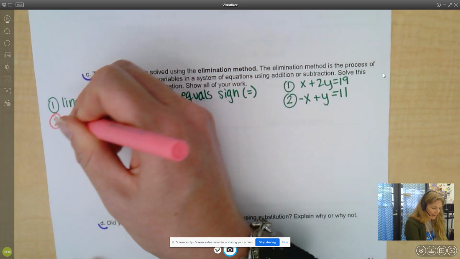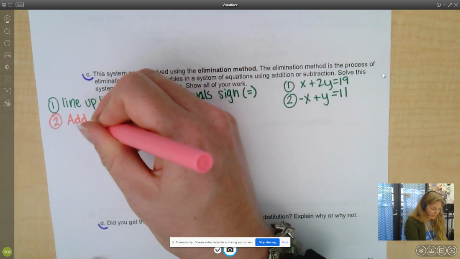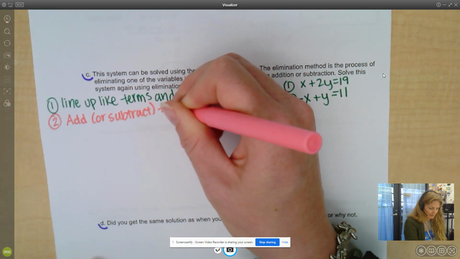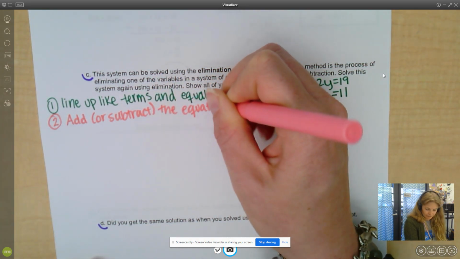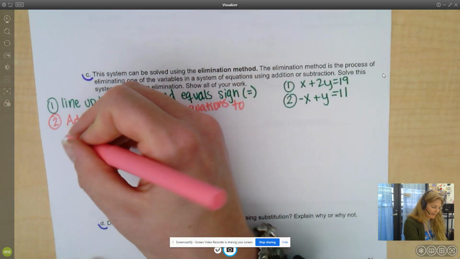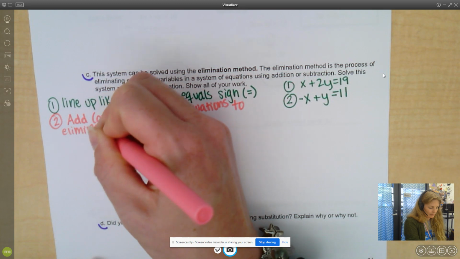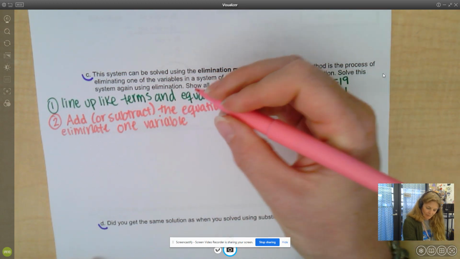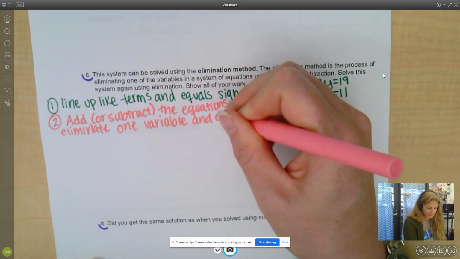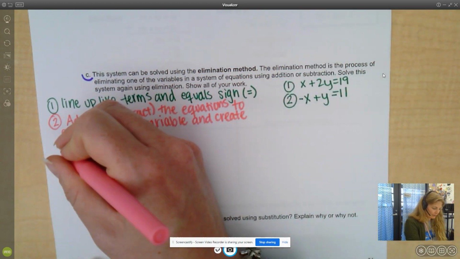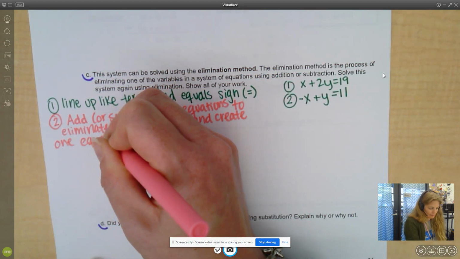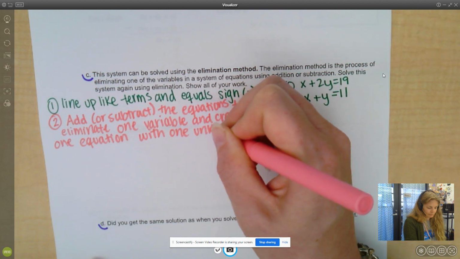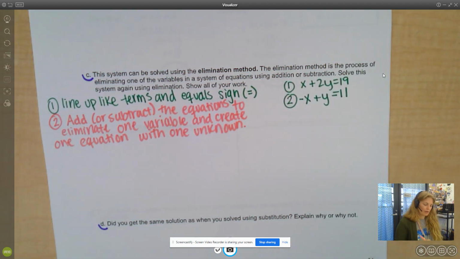The second step is to set this up for elimination. So what we're going to do is add or subtract the equations to eliminate one variable and create one equation with one unknown, so with only one variable.